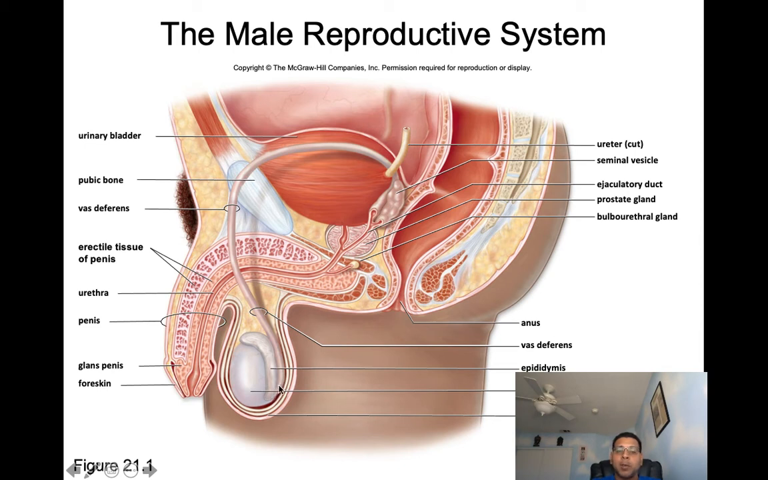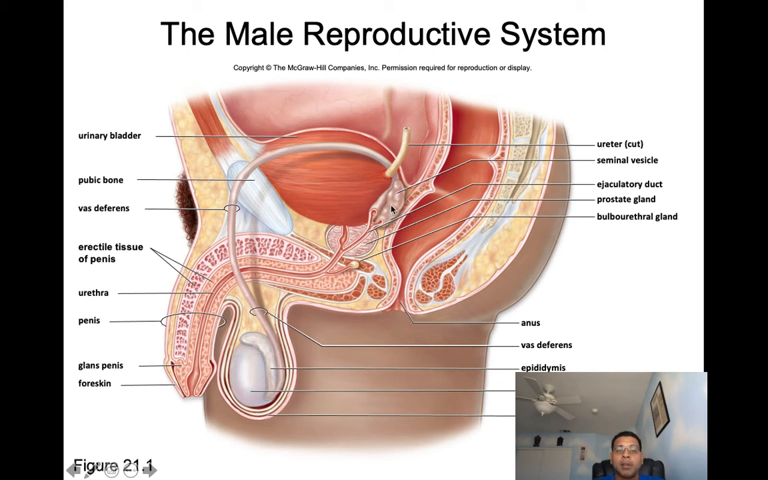And then here we can see we've got the vas deferens. The vas deferens is responsible, we said, for conducting sperm. It'll conduct sperm from the epididymis all the way, we're going to see, into the ejaculatory duct, which is going to hook up to the urethra and help expel all of these contents of sperm plus these contents from these glands here into that urethra.